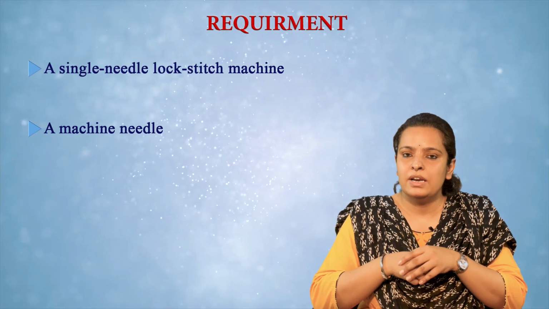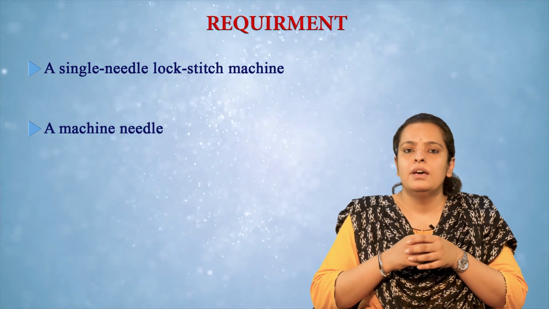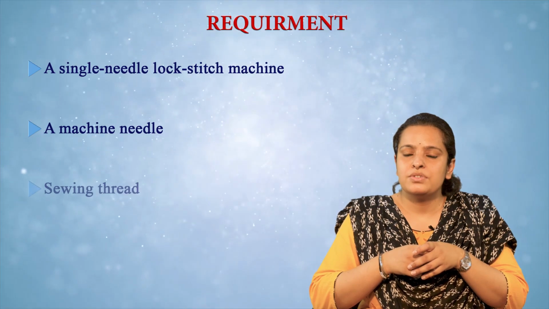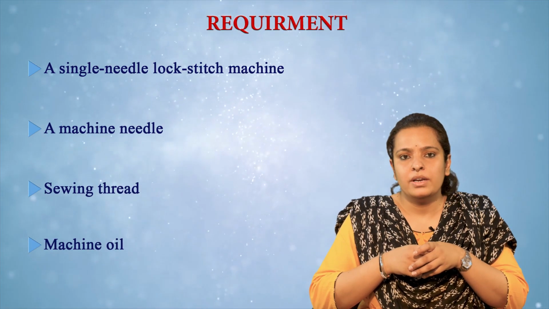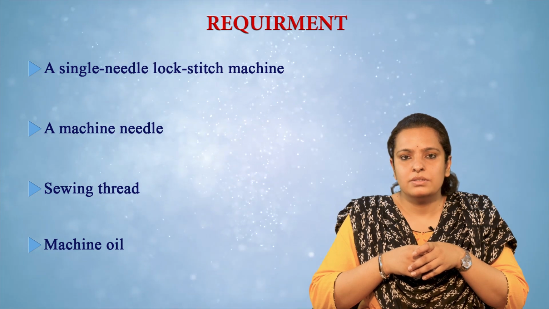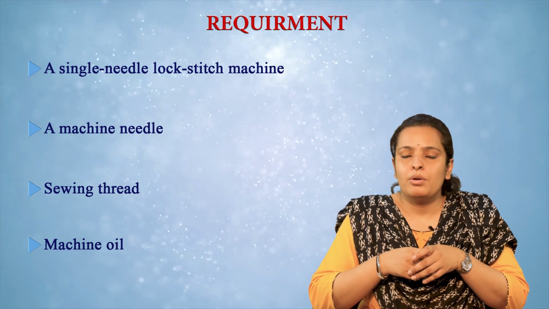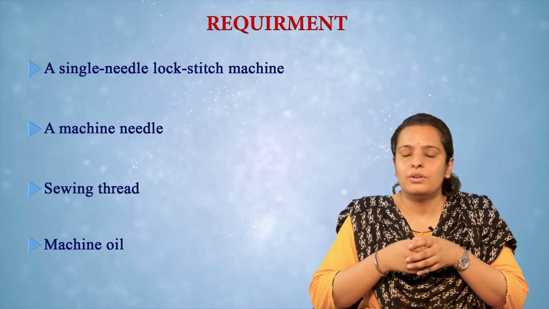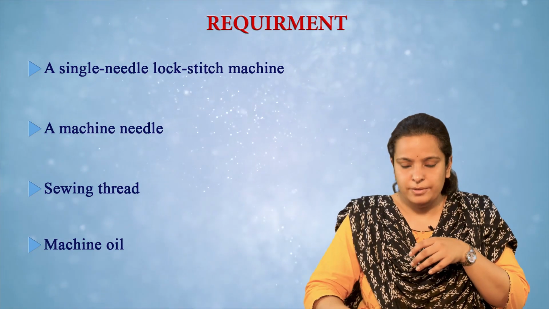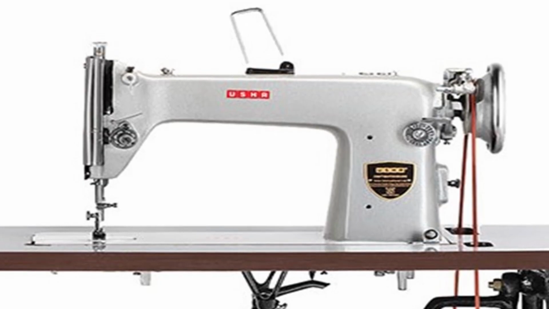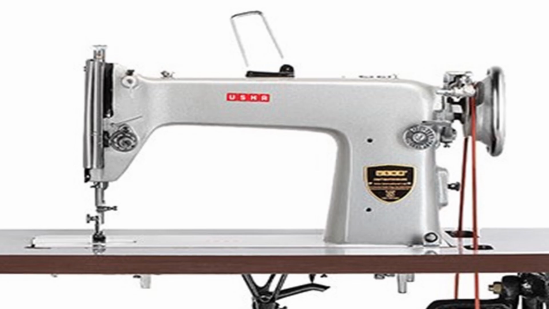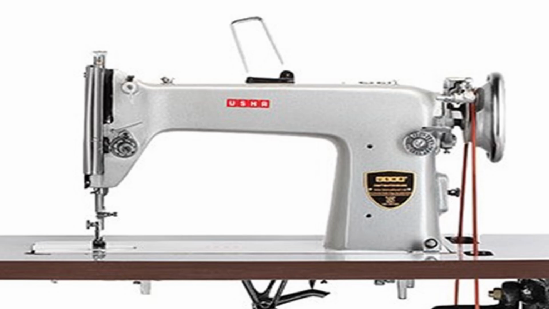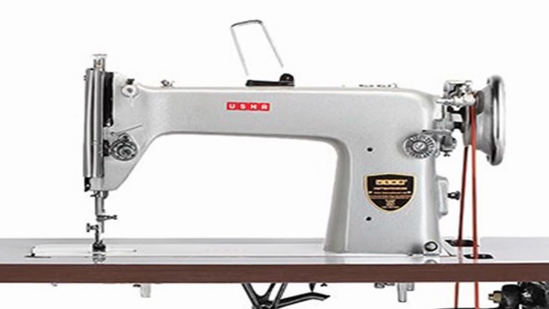So we need a single needle lock stitch machine, machine needles, different types of sewing threads and machine oil. All these 4 things we require while we are going to practice stitching or handle the sewing machine. Then this is the picture of how the sewing machine looks. We all have seen this machine in our home or somewhere else.